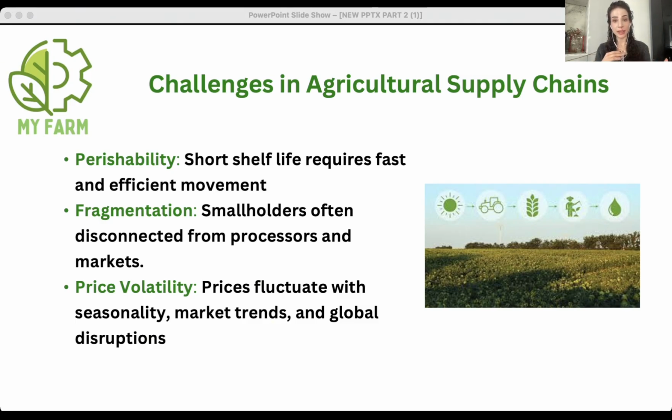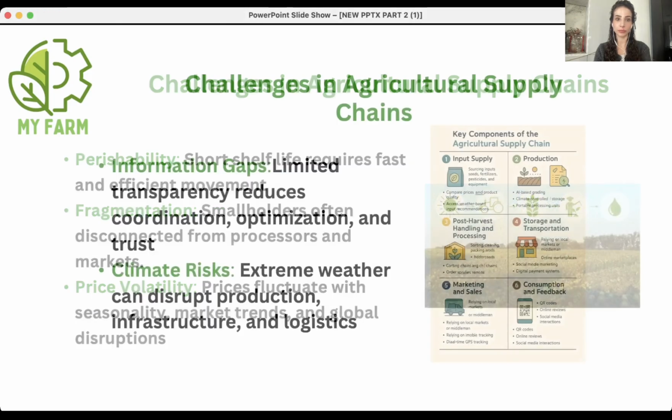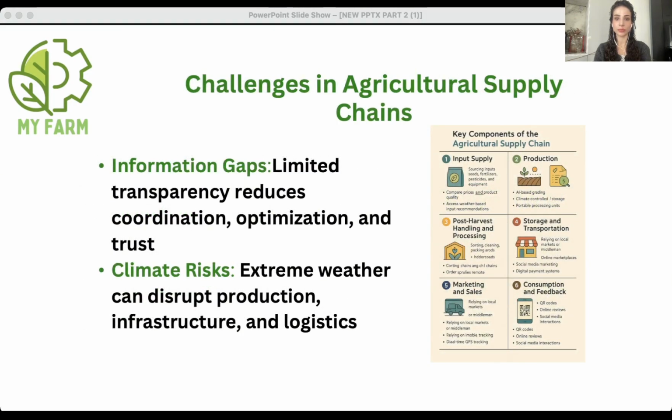Price volatility. So agricultural products are sensitive to seasonality, market trends, and global trade disruptions. Information gaps, so lack of transparency across the chain can prevent optimization and reduce trust indeed. Climate risks, so weather events can disrupt entire chains, not just production but also infrastructure and logistics aspects as well.